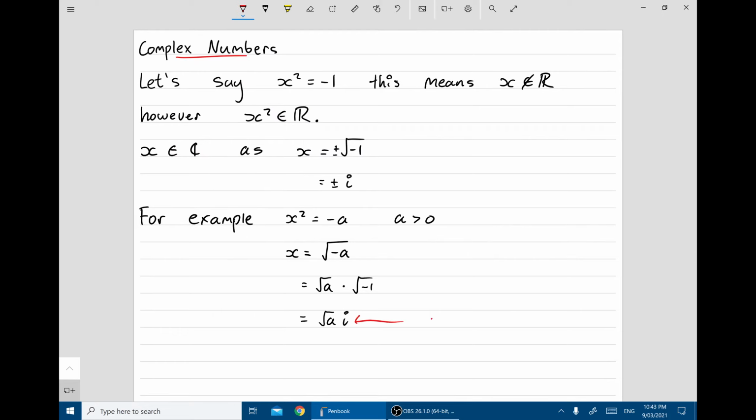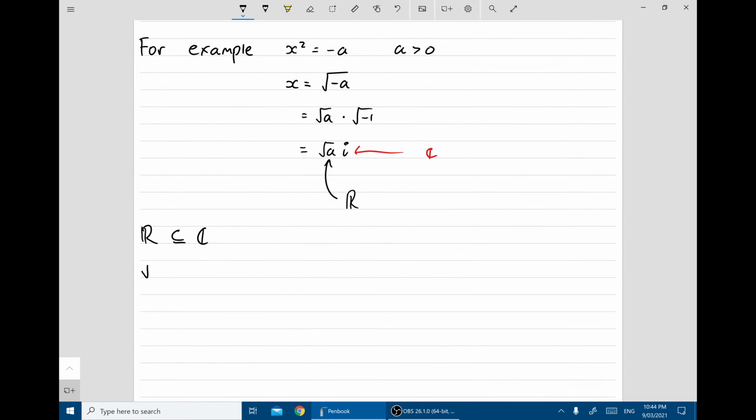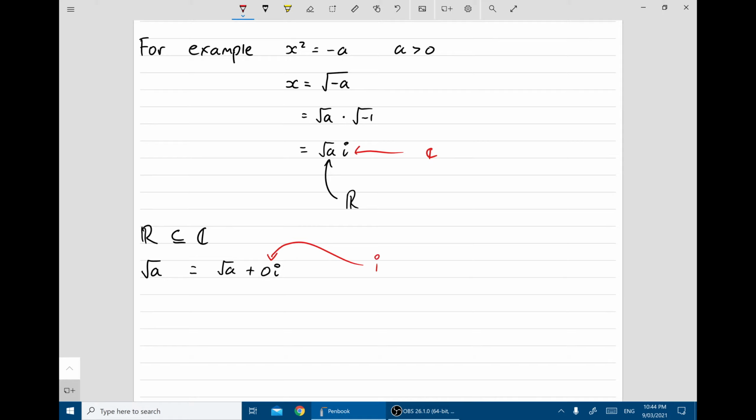And this is in C. Okay? And the link to this is that we will always have a coefficient in front of the i that belongs to the real set. And in definition, we actually know that the real set is a complementary subset to the complex set. So take for example root a. Root a is nothing but equal to root a plus 0i. So there is actually an imaginary term, but the imaginary term of z, let's say, is 0. So we have a purely real number.